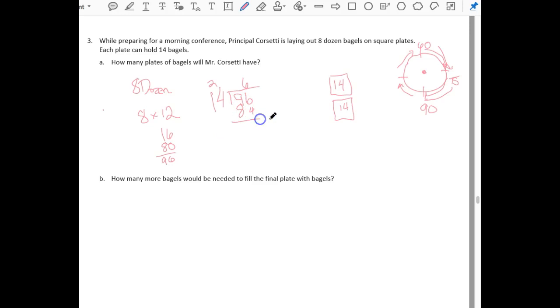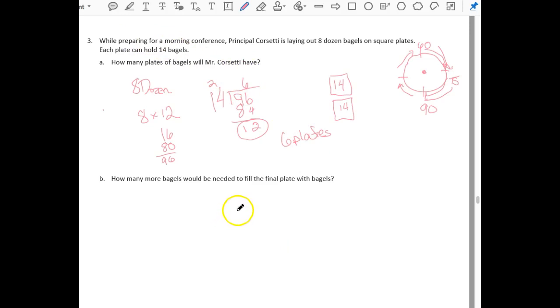And I know that if I go 84 plus 10, I'm at 94. And then if I go from 4 to 6, that's 2 more. So that's going to be 12, right? 2 plus 4 is 6. 1 plus 8 is 9. So that leaves us with a remainder of 12 bagels. So we can have 6 plates that are full. And now, so that's how many plates he's going to have on that question.